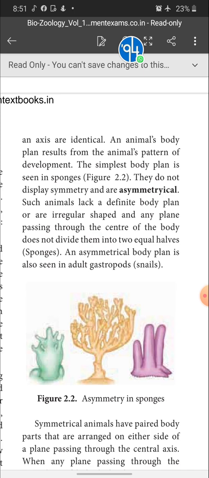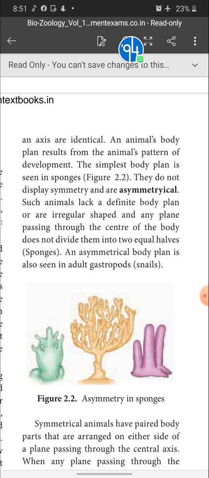The simplest body plan is seen in sponges. They do not display symmetry and are asymmetrical. Such animals lack a definite body plan or are irregularly shaped, and any plane passing through the center of the body does not divide them into two equal halves. For example, sponges. An asymmetrical body plan is also seen in adult gastropods like snails. So, asymmetrical animals. The simplest body plan is asymmetrical, seen in sponges.